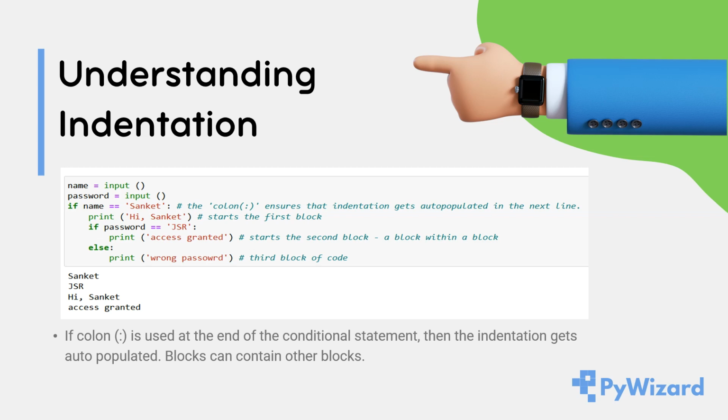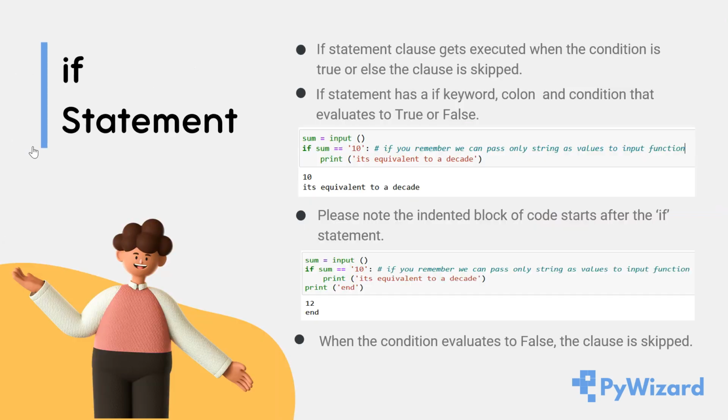Another thing is that a particular block can contain another block of code. For example, you see if name equal to Sanket, print hi Sanket. Then again I have put a conditional statement inside this if clause itself. If password is equal to JSR, print access granted. So here you see the indentation is increasing. That means that there is another block of code inside the initial block of code.